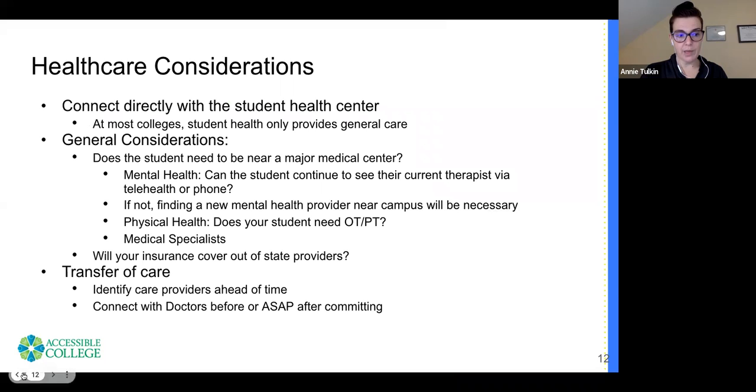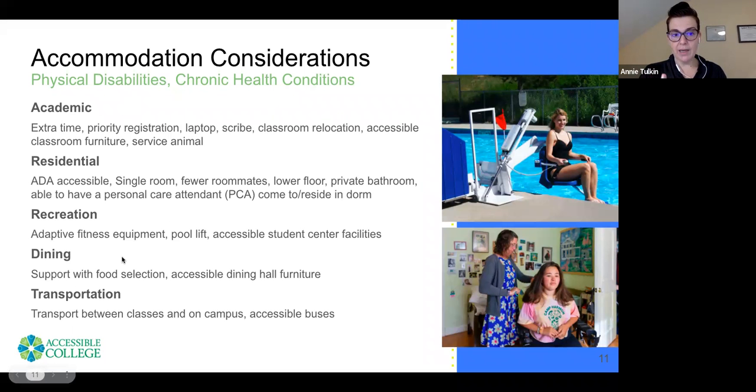And in terms of dining, if you have a visual impairment or a physical disability, you might need help with food selection, getting a tray, bringing that to a table. So that could be another piece of this puzzle as well.